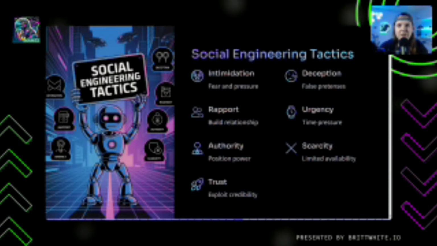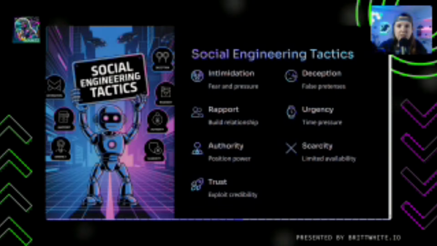Scarcity plays on our fear of missing out, FOMO. Attackers create fake limited time offers. "Only the first 10 employees get this bonus. Act now." Finally, a trust or consensus tactic leans on the fact that we often follow what others do.